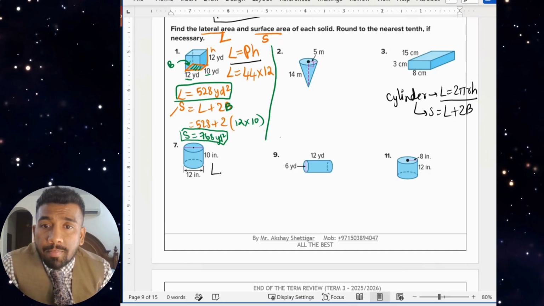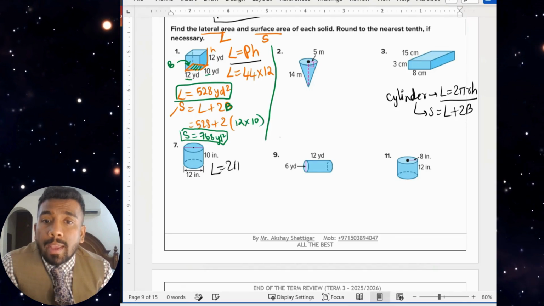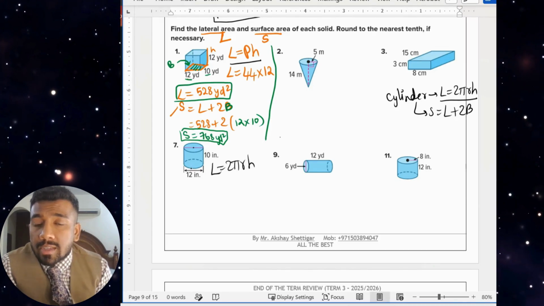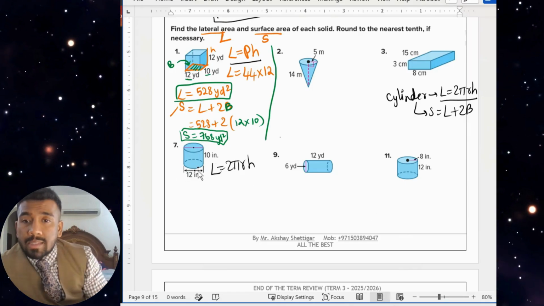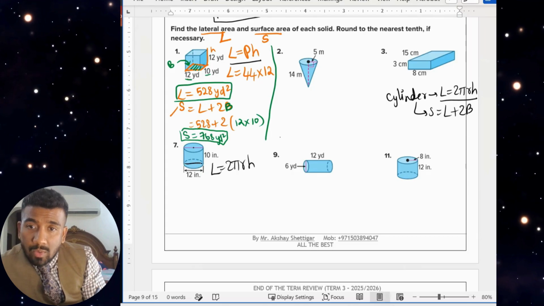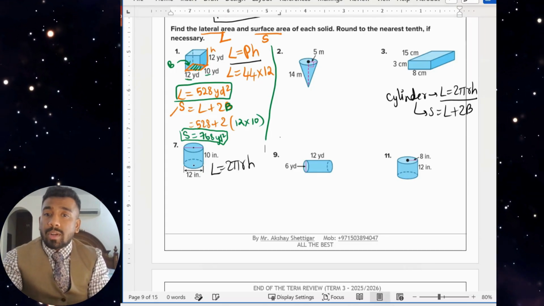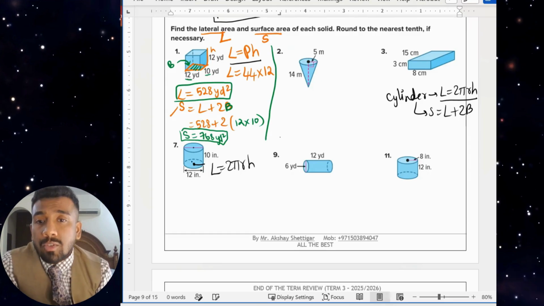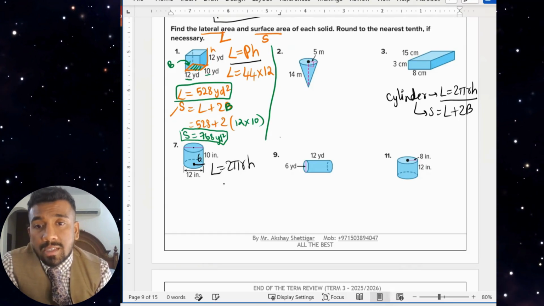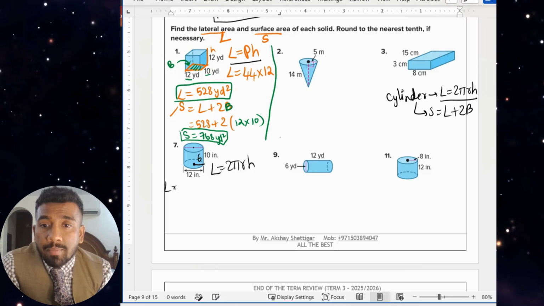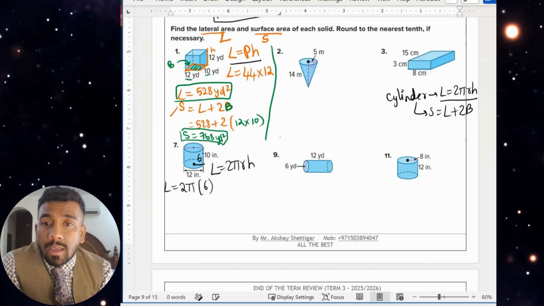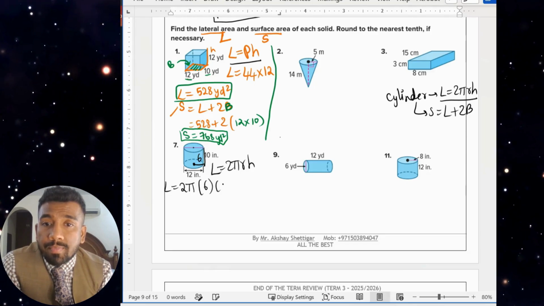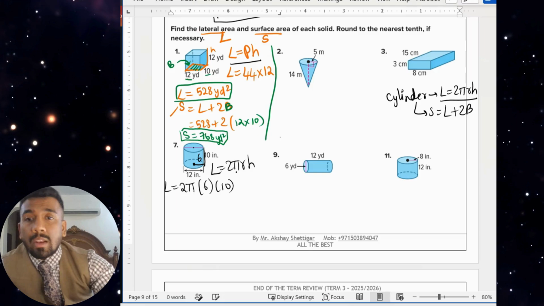So what's the L? 2 pi r h. What's the r? The radius. This 12 is the entire diameter. We don't want the diameter, we want only the radius. How much will be the radius? Half of it, that is 6. So what will be L? 2 pi times 6 times the height. How much is the height given? 10. Straightforward.